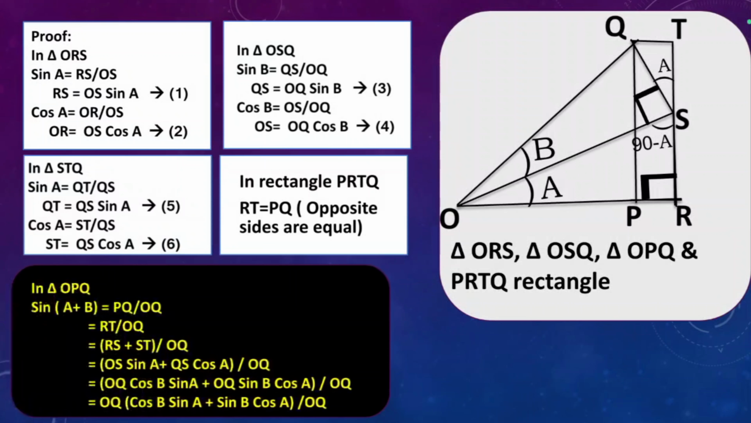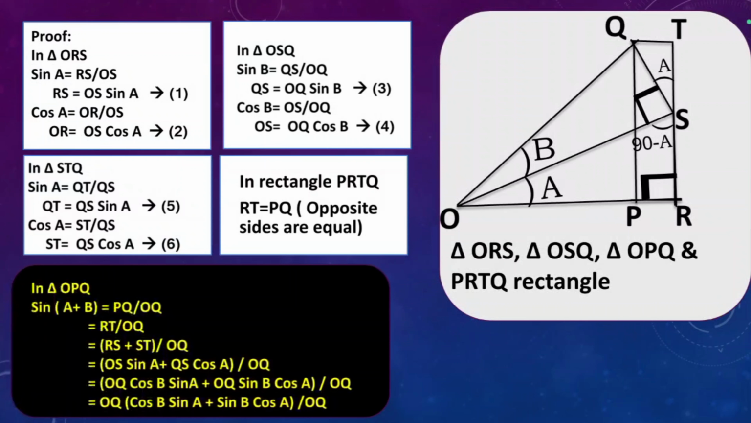Again, for the OS value from the 4th equation, you can write OQ cos B into sin A as usual from the previous step. Again, QS can be taken from the 3rd equation as OQ sin B and cos A from the previous step as it is, by OQ.